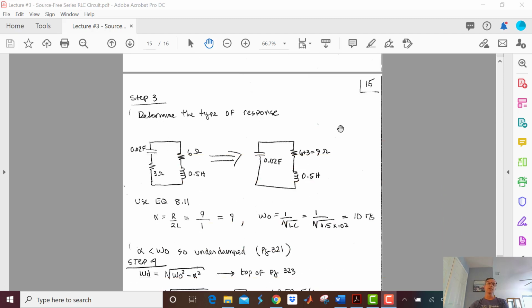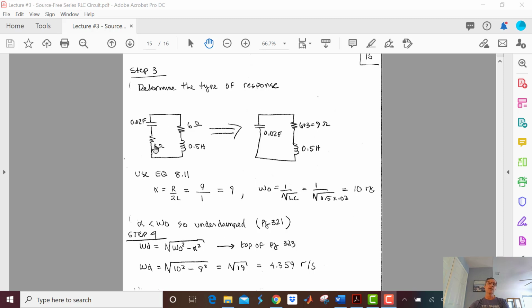So let's determine the type of response. Now, here's what our circuit looked like, but we're going to combine those two resistances to give us 9 ohms. And now it's time to start using toadstools. So alpha is going to be equal to R over 2L, which is 9. Omega naught is going to be 1 over root LC, that's 10. Alpha is less than omega naught, or our thuddiness coefficient is less than our boinginess coefficient, so we are underdamped.